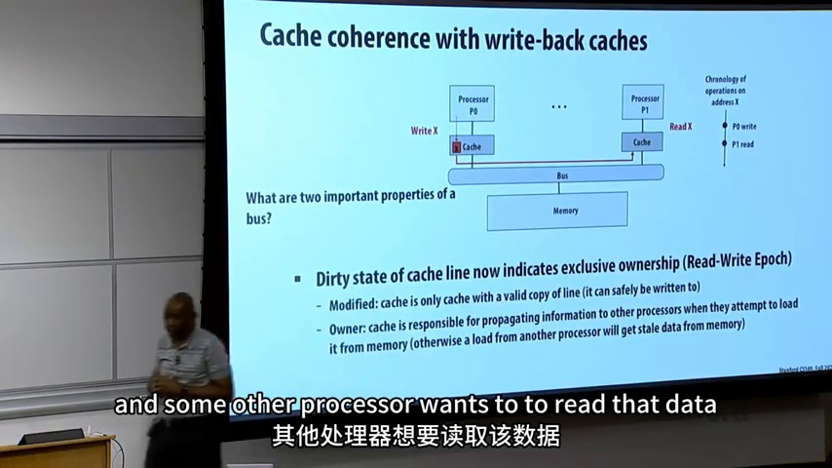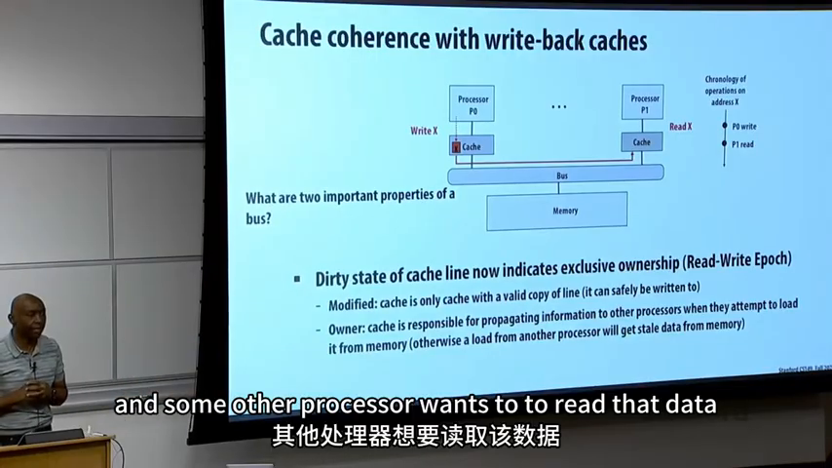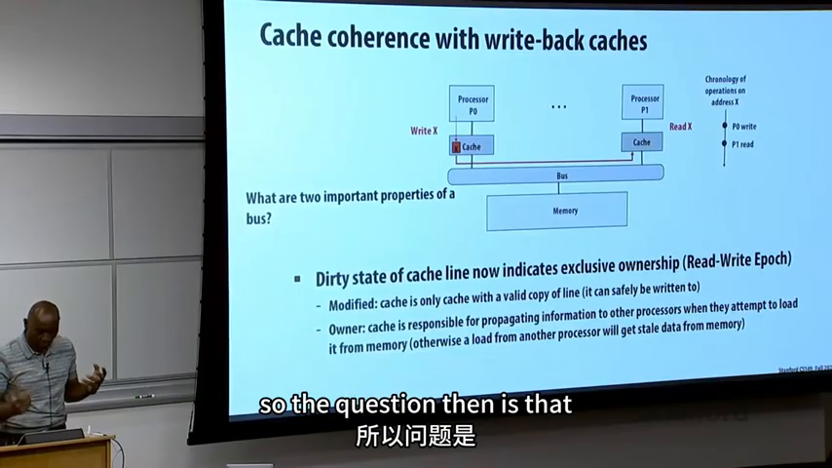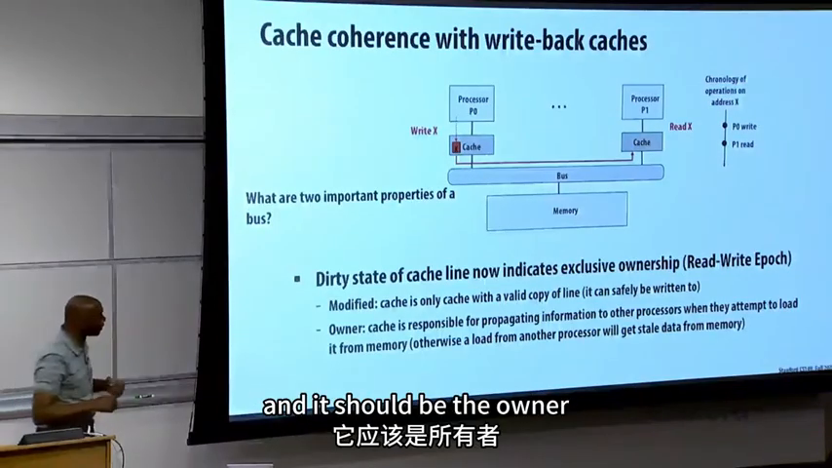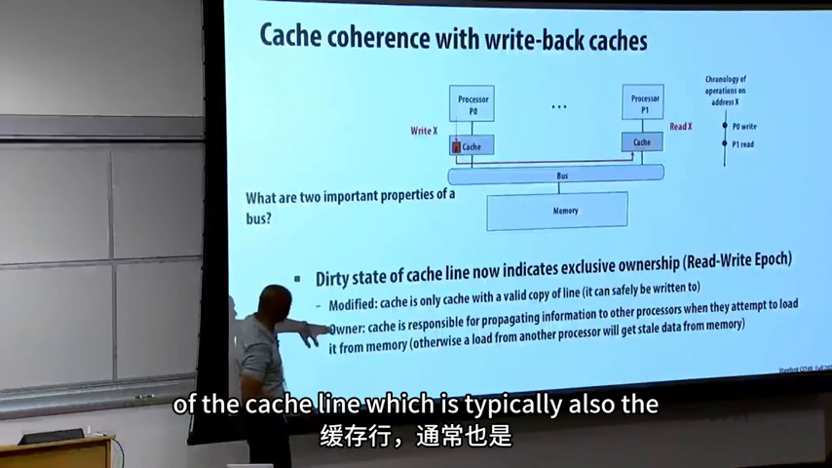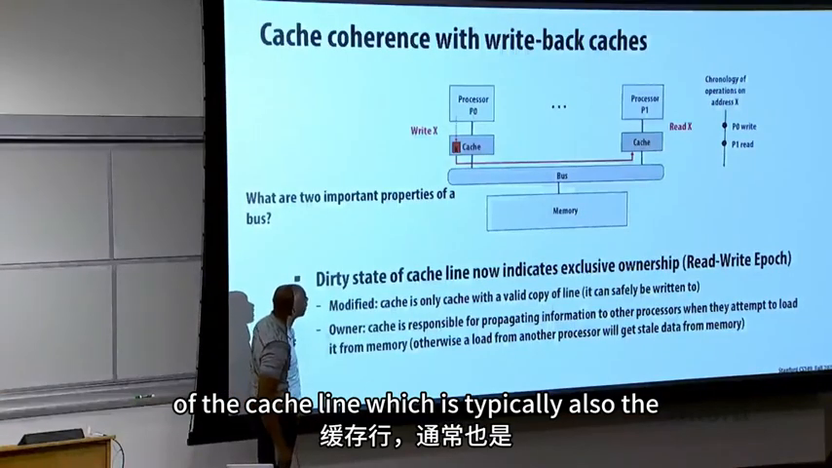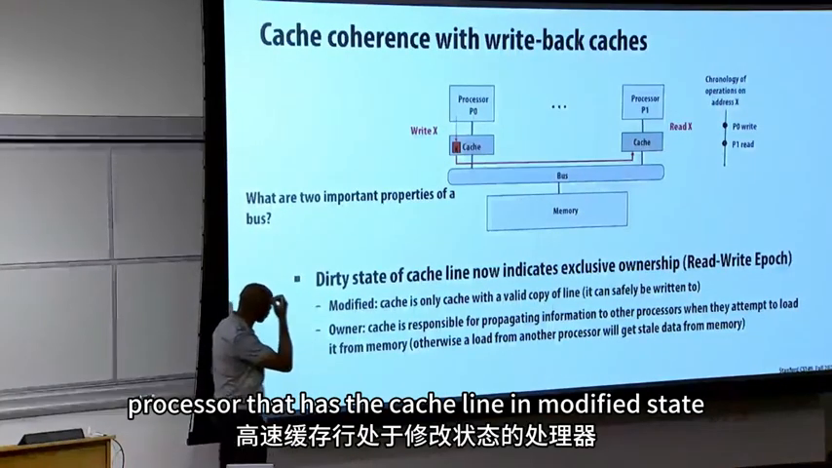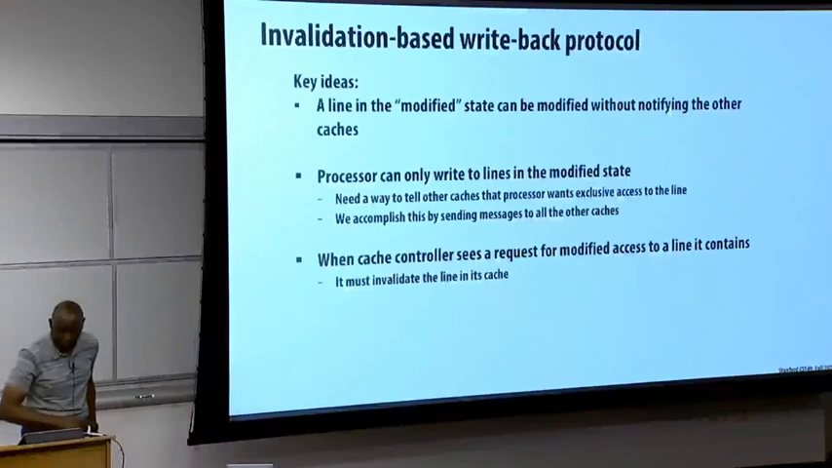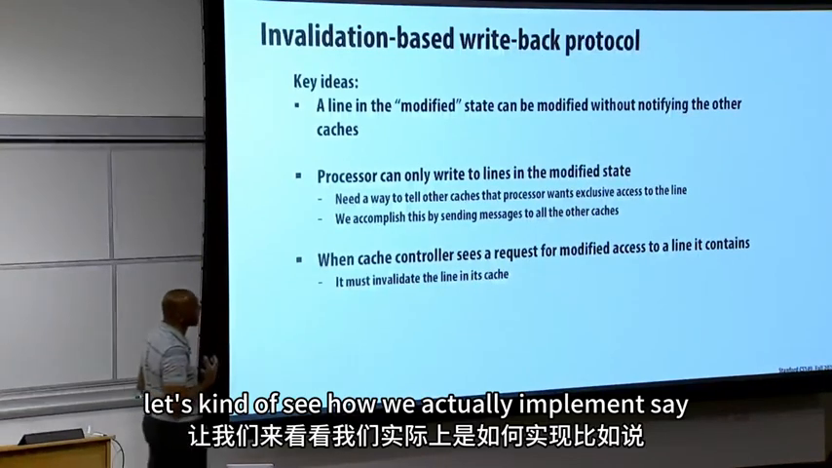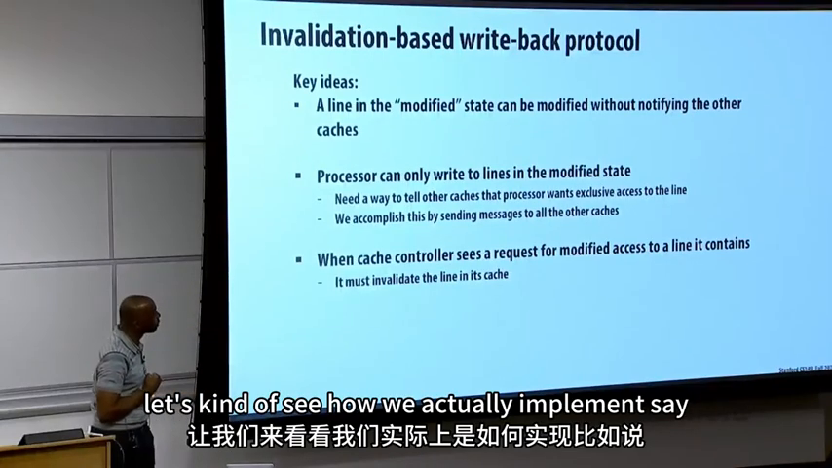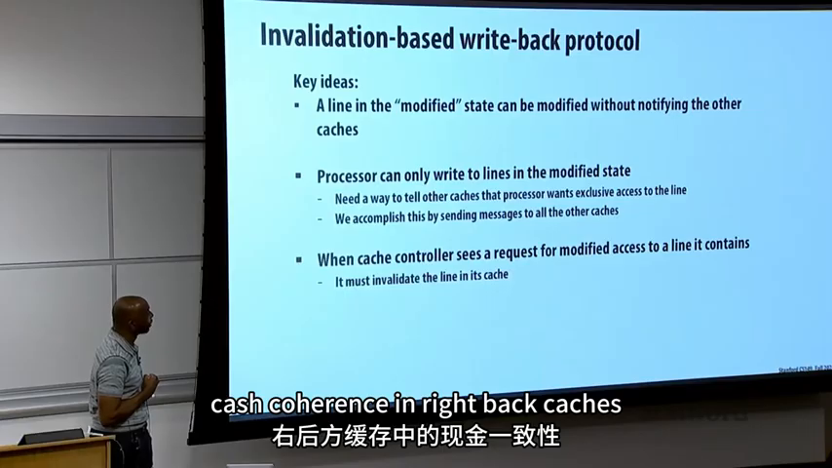And then the second question is, okay, I have got this data in my cache, and some other processor wants to read that cache line. So the question then is, who should provide the data to that processor? And it should be the owner of the cache line, which is typically also the processor that has the cache line in modified state.